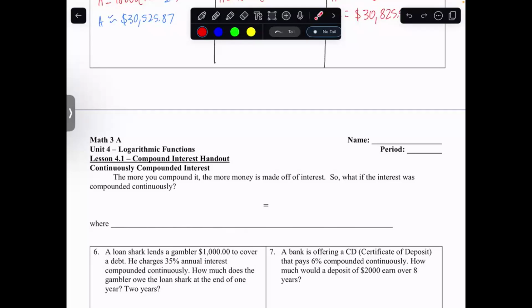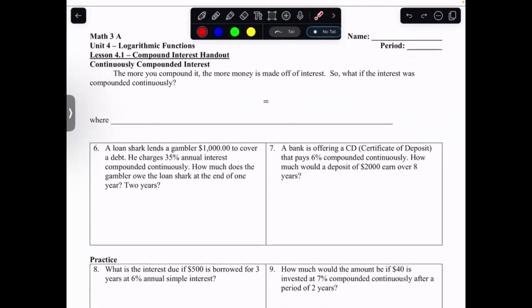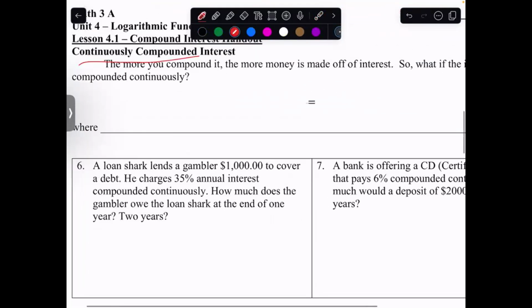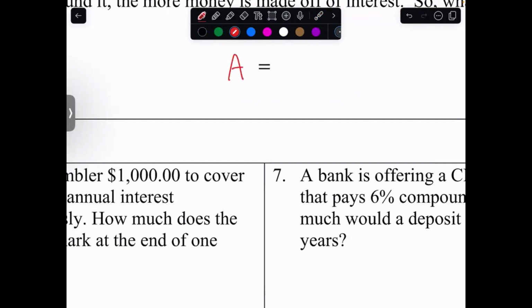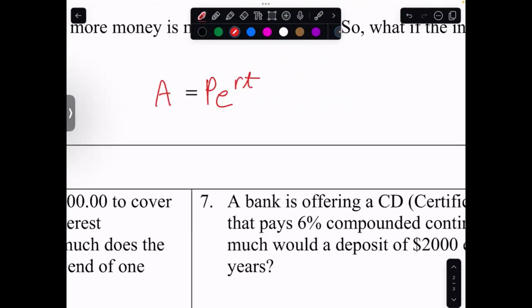Okay, so let's go ahead and write down this formula. When a problem tells you it's compounded continuously or continuously compounded, the key word you're looking for is continuous. Then you would use this formula. Again, this formula gives you capital A, and you get that by doing capital P times e to the power of r times t.